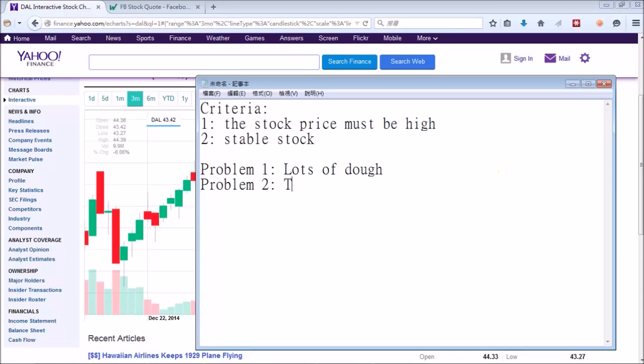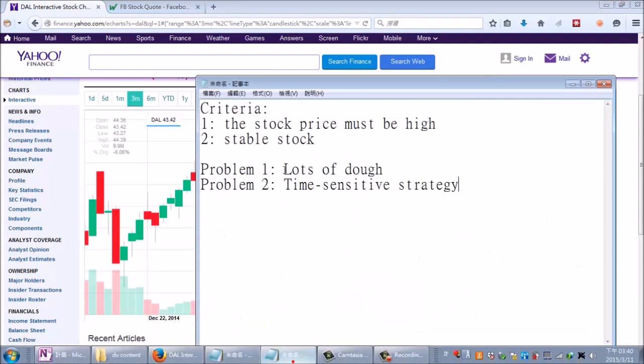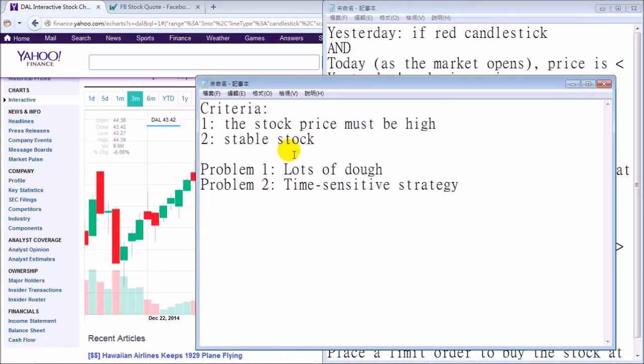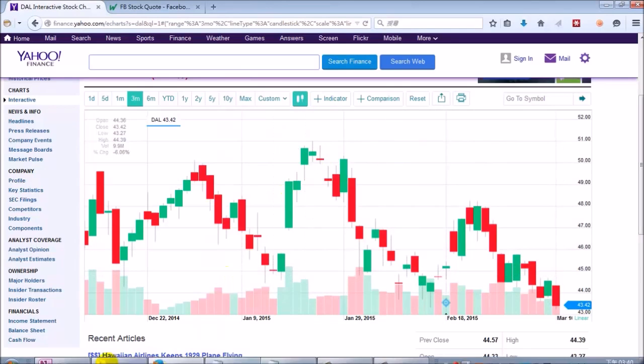Problem 2. This is a very time-sensitive strategy. And I just showed how you really have to be right on the market. As the market opens, you've really got to know what the opening price is. You've got to go through your list of stocks to find one that matches these trading criteria, the red candlestick and below the candlestick, or the green candlestick and above the candlestick. To find those really quickly, you've got to be fast. And more importantly, you've got to wake up when the market opens, or even before the market opens, because you need to be making a list of the stocks with certain candlesticks.